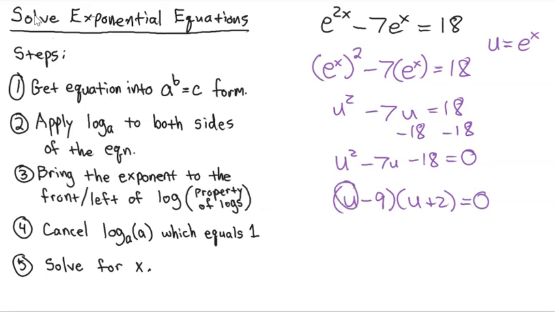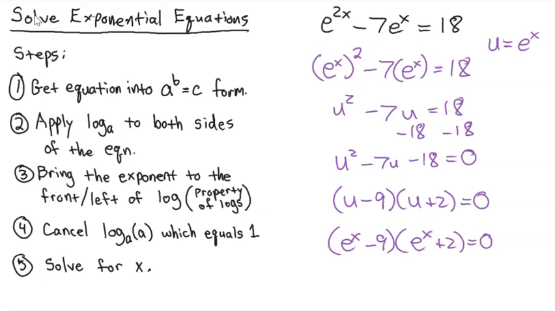And now we can replace each of the u's with e to the x power. So now we have e to the x power minus 9 times e to the x power plus 2 equals 0. And now what we would do is take each of these two factors. We now have two factors. We would take each one and set it equal to 0, except that e to the x plus 2 cannot equal 0. If we add 2, e to the x is going to be a positive number.